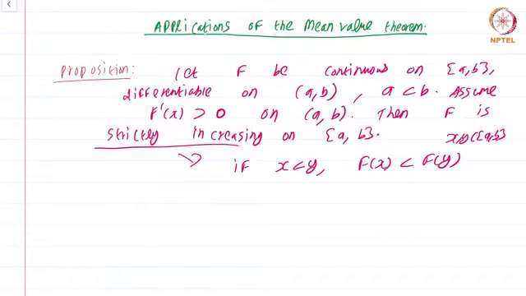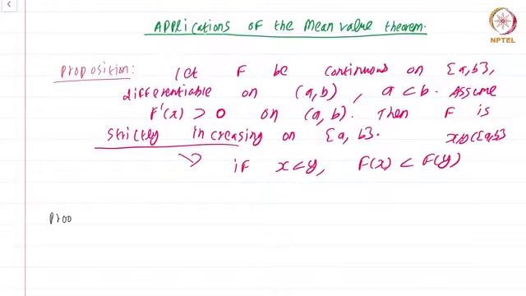Similarly, I leave it to you to formulate what is strictly decreasing, what is just increasing, and what is just decreasing. Just increasing and just decreasing will have less than or equal to here. Okay, so let me erase that less than or equal to, so that there is no confusion.